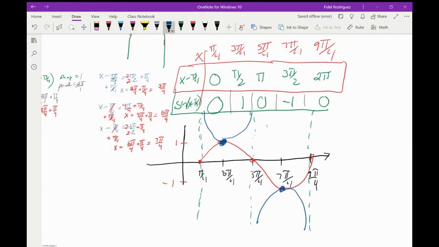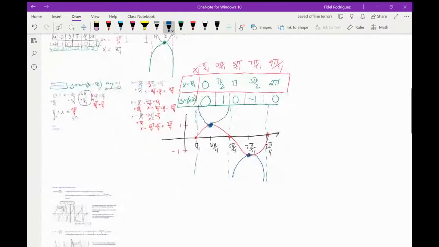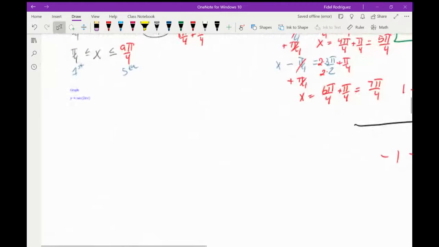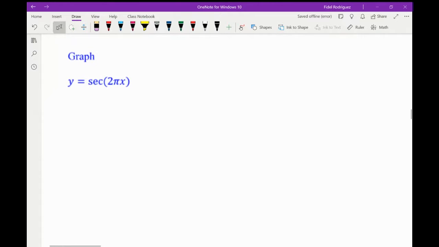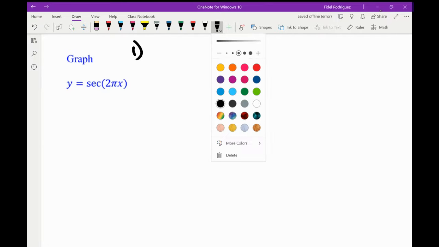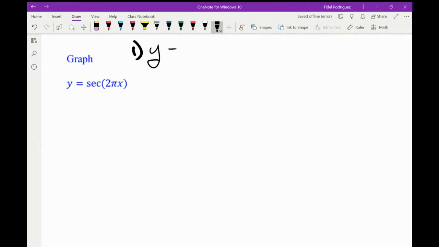What do you guys think? So far, so good? Yeah? All right. So let's try this next one here. Again, guys, I'm going to do a few of these just to make sure that we're all good. And so here it says, let's graph y equals the secant of 2 pi x. Okay, so step number 1, we're first going to graph y equals what? Cosine, very good, of 2 pi x.